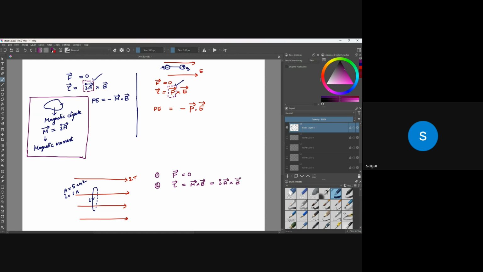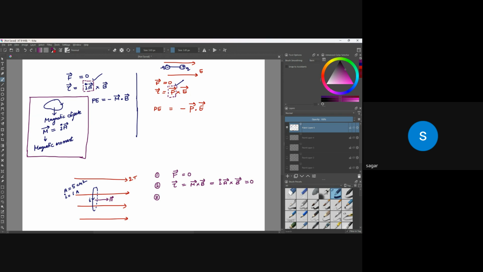Now, if you look at the diagram, the direction of A bar is also along the magnetic field. If you use the right hand rule, you'll figure out that if you curl your fingers in the direction of current, the thumb will be pointing towards right. So the area vector is towards right. The magnetic field is also towards right. So they're in the same direction. The cross product will simply become 0. The angle between them is 0, and sine 0 is 0.